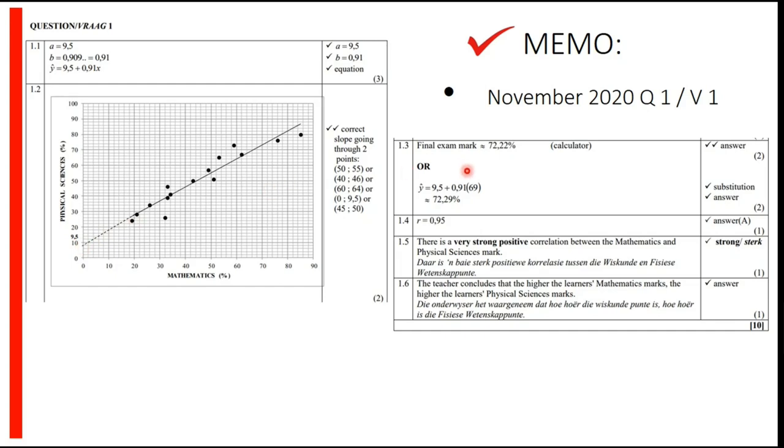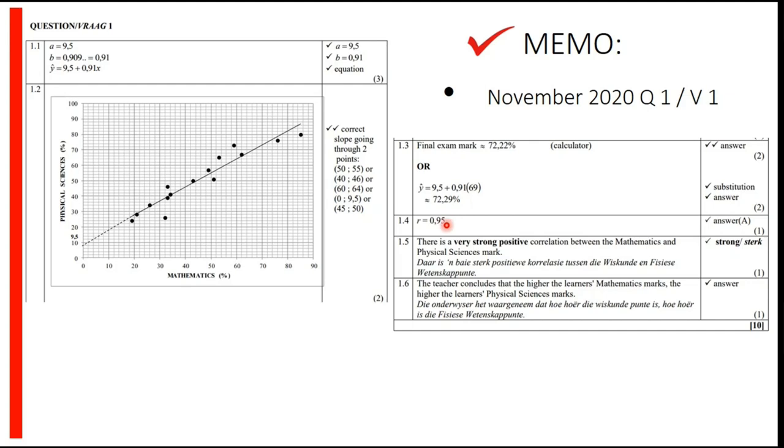Then 1.3, it says predict. Now, like I said earlier, you can do it 2 ways. You can actually read it off from the graph. A lot of people will like that. Or you can sub it into the equation like it shows there. This calculator is actually for that. So either read it off, so it's just 2 marks, wrong or right. And then if you use the calculator, then it's 1 mark for knowing to substitute and 1 for getting the answer.